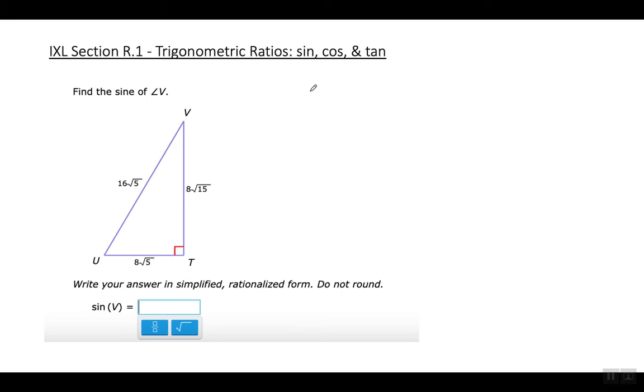We have to find the sine of angle V. All right, so sine is the opposite side, which is this one, divided by the hypotenuse, which is this one. So sine of V is going to equal 8 square root of 5 divided by 16 square root of 5. Well, this one's very easy because the square root of 5 over the square root of 5 cancels out. So you're going to have 8 over 16, so your answer is 1/2.